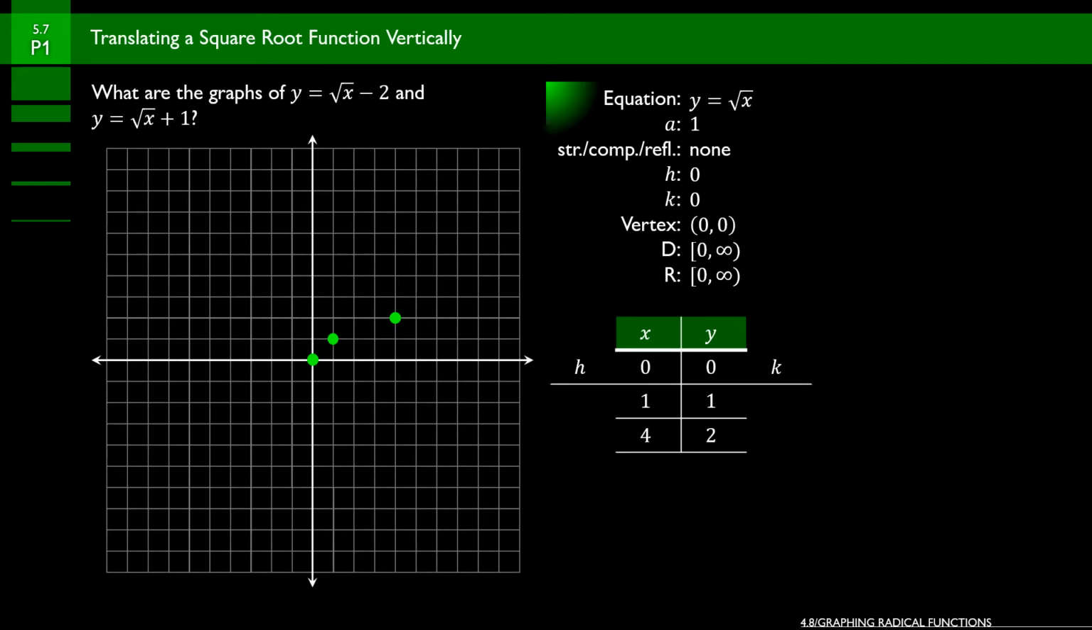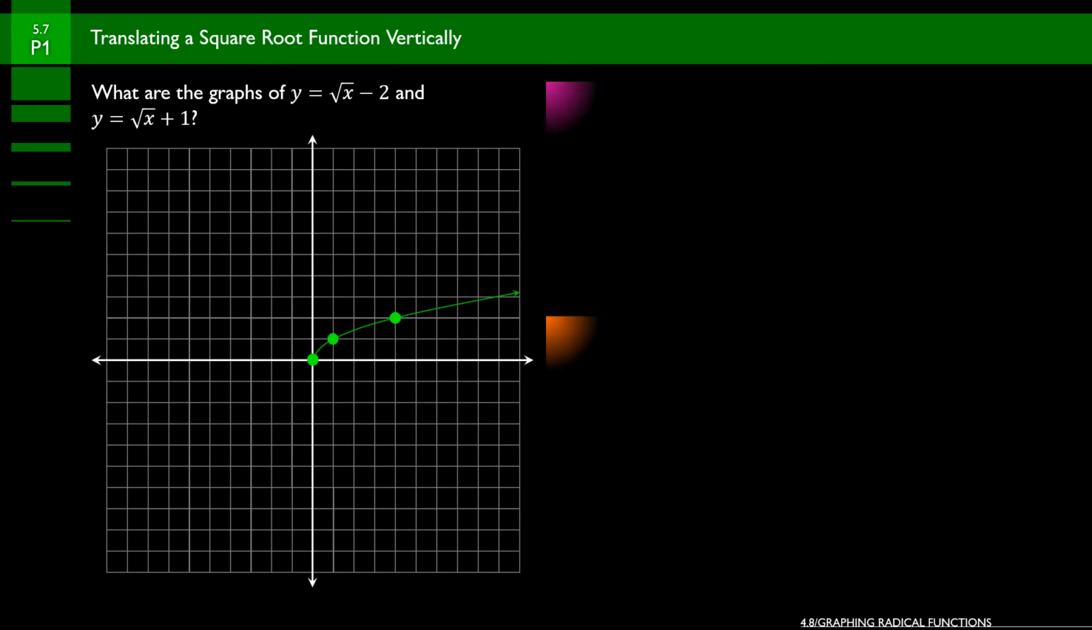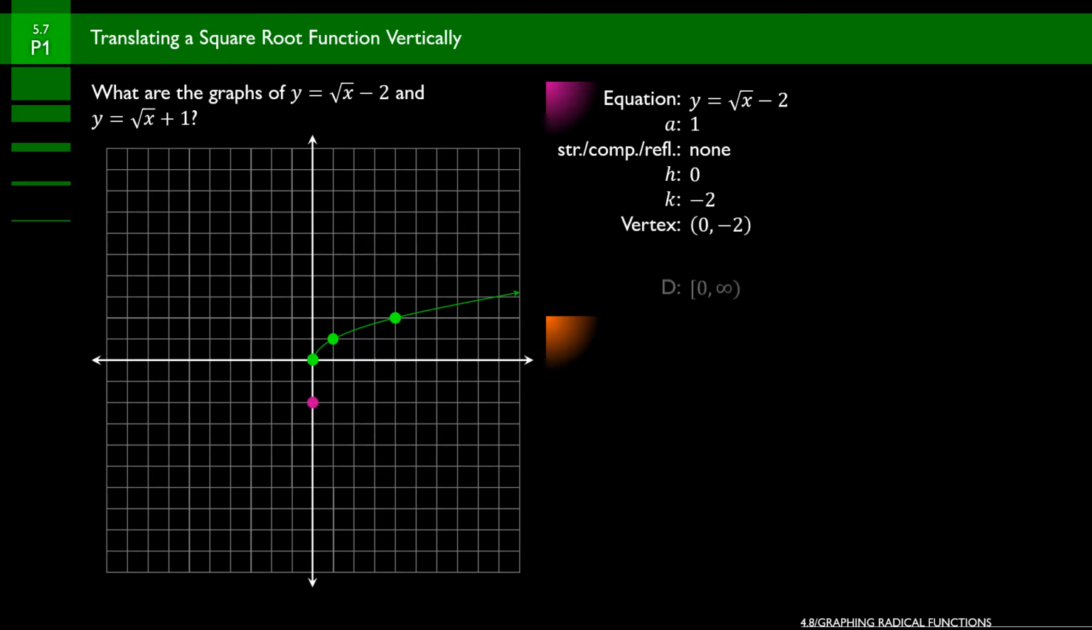So now that you've got that done, let's take a look at what happens when we do translations. So you've got the square root of x minus 2. So again, our a value is 1. There's no stretch, compress, or reflect. The h value is still 0 because it's technically x plus 0 in that radical. And then the k value is negative 2. So this means that the entire graph is going to be moved down by 2 units. The vertex, or the starting point, is going to be 0, negative 2. The domain is still going to be 0 to infinity, but this time the range is going to be negative 2 to infinity.